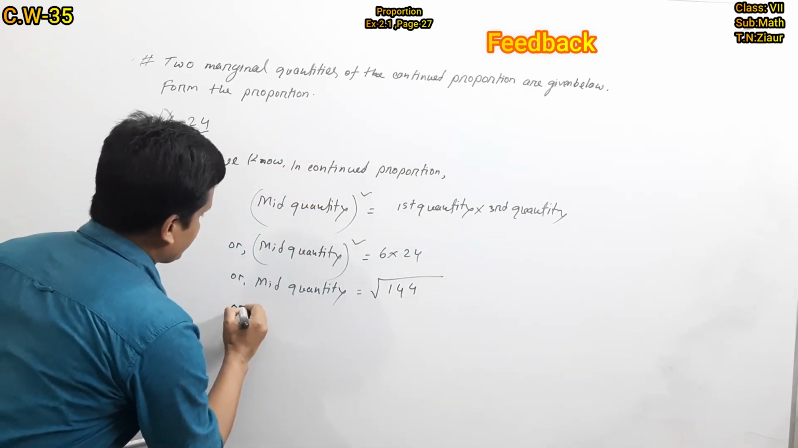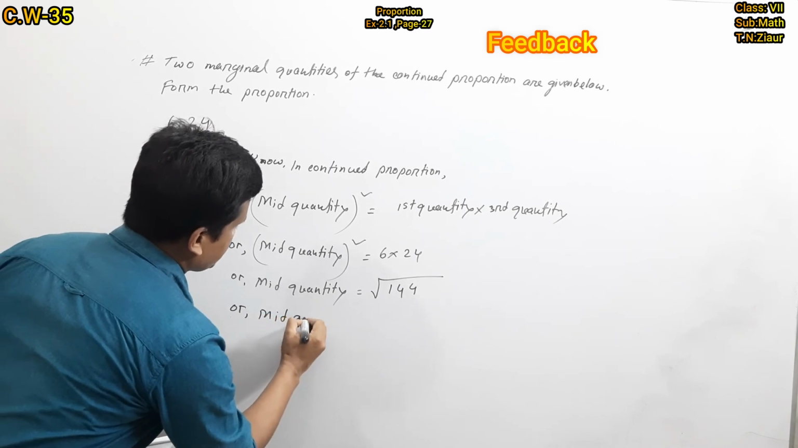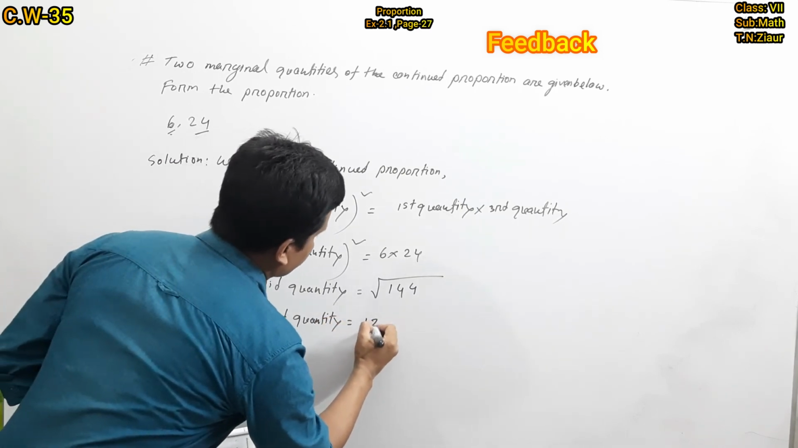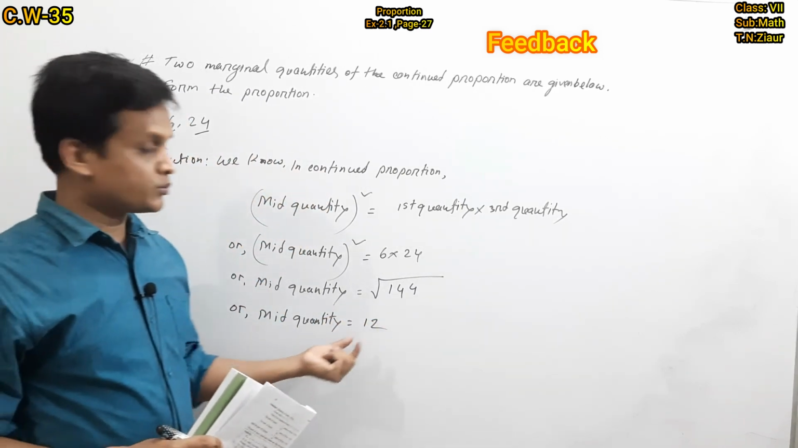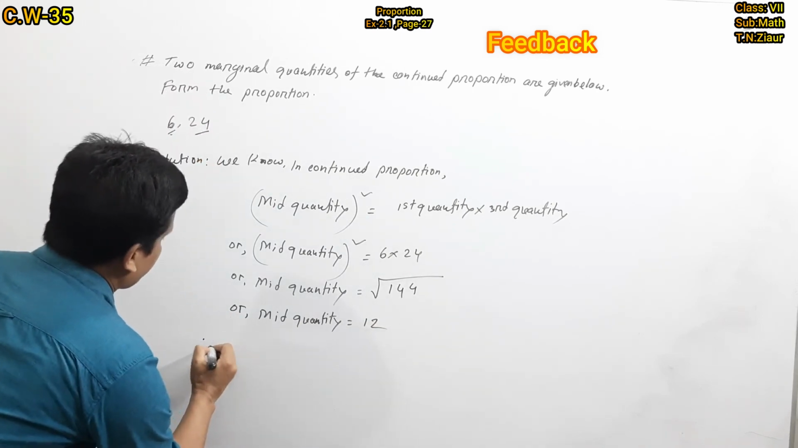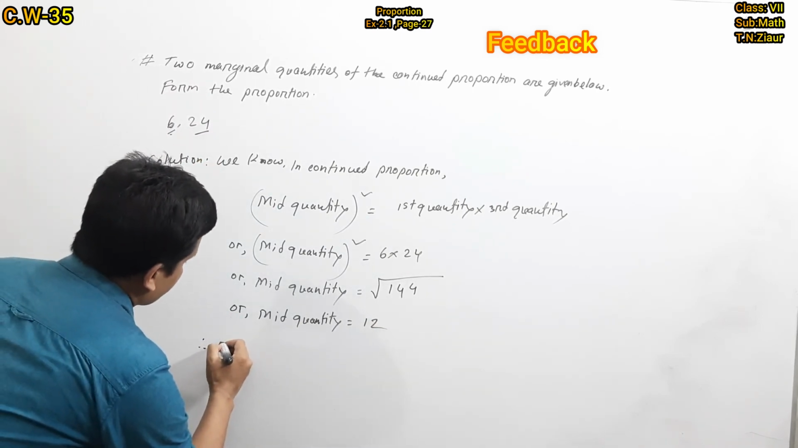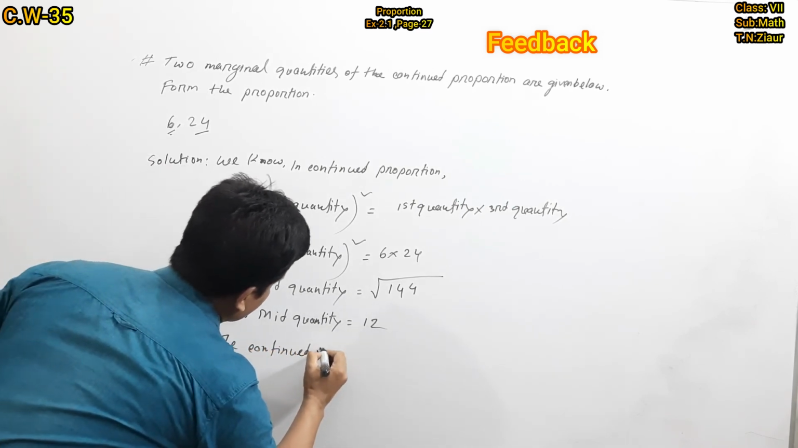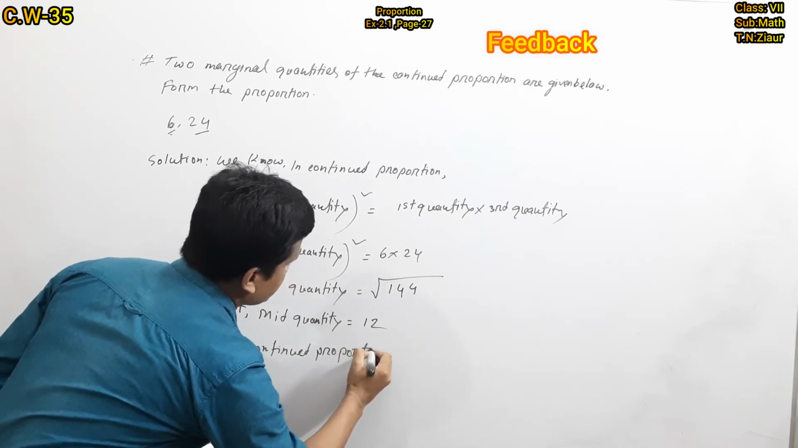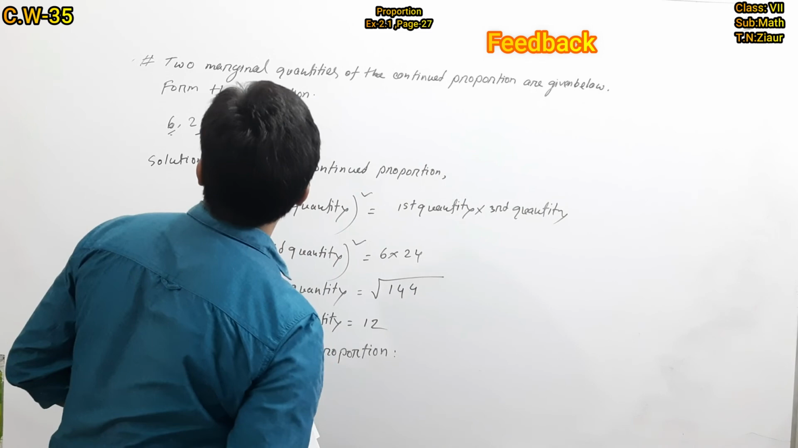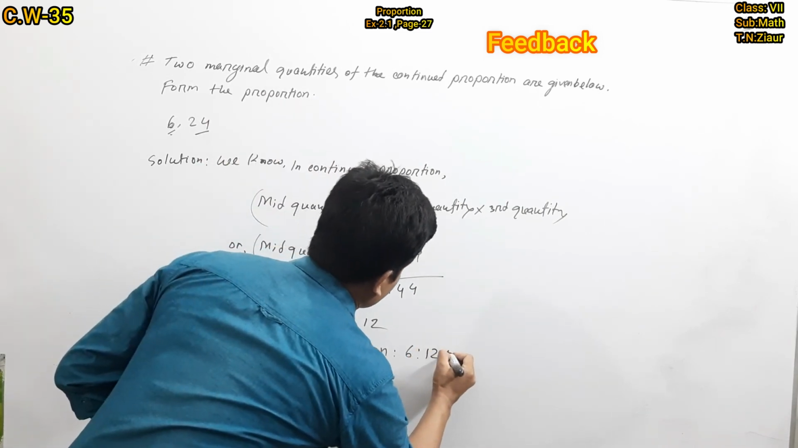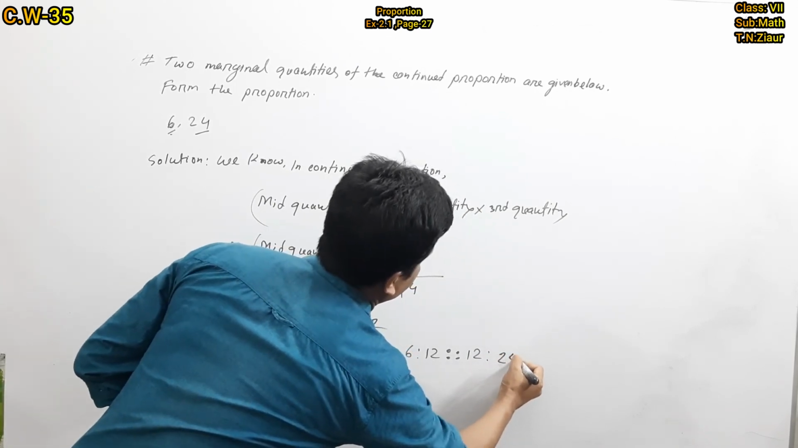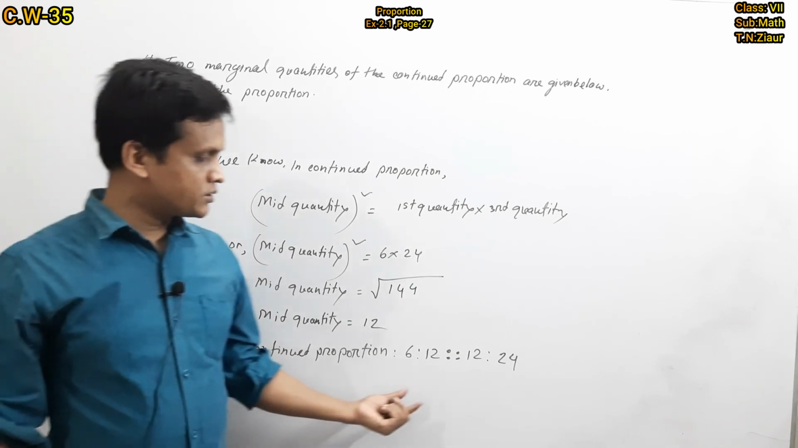Okay, so if you want to find the mid quantity only, just find the square root of 144. So 144, it will be 12, right? 12 twelves are 144. Okay, now the continued proportion, what will be? So the continued proportion will be: first 6 is to 12, proportion 12 is to 24. Okay students, your answer is this one.